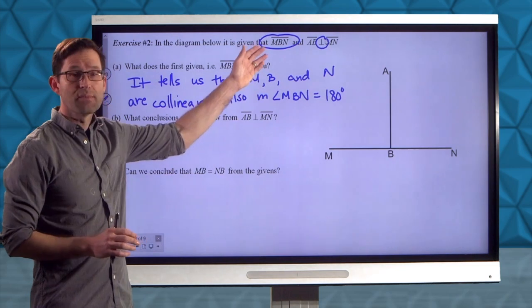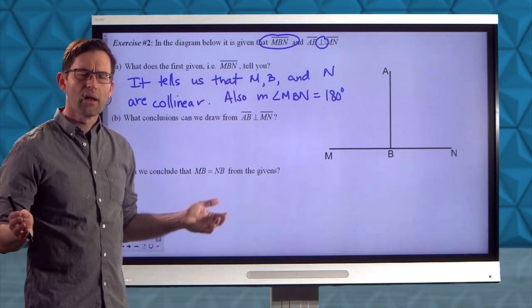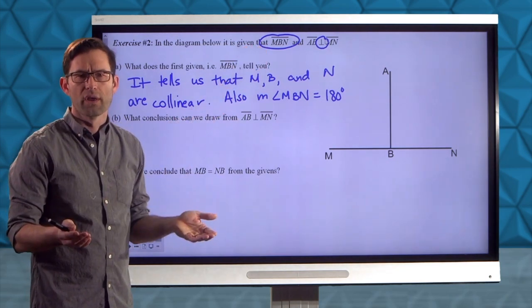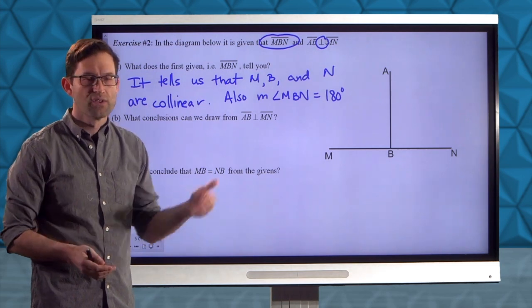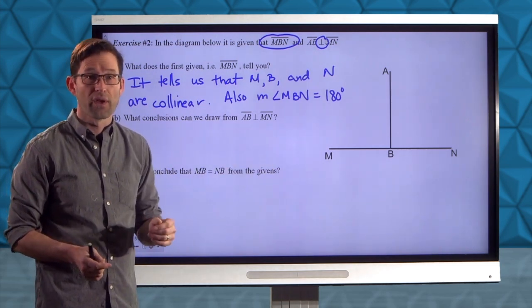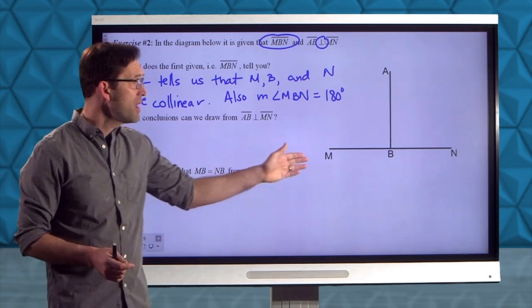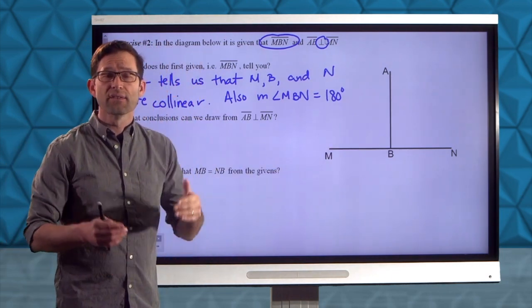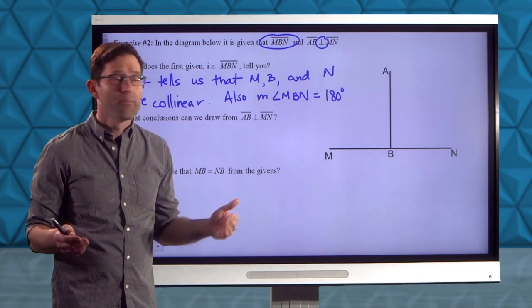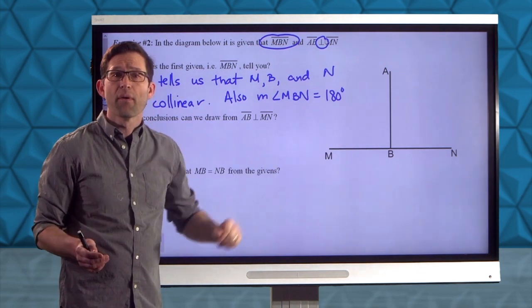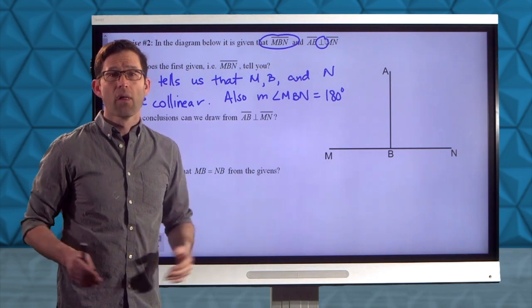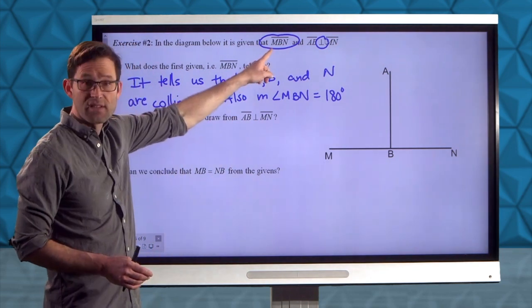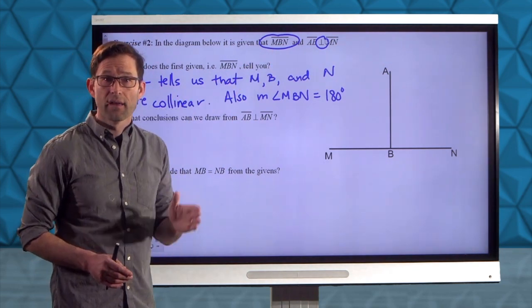Now, this is oftentimes a given that in a problem you might even overlook. You might look at it and say, it doesn't even seem like it's telling me anything. But it truly is, because even though MBN looks like it's a straight line segment all by itself, there could be a little bit of a bend at B, maybe some angle other than 180. This tells us all 3 points lie in a straight line.